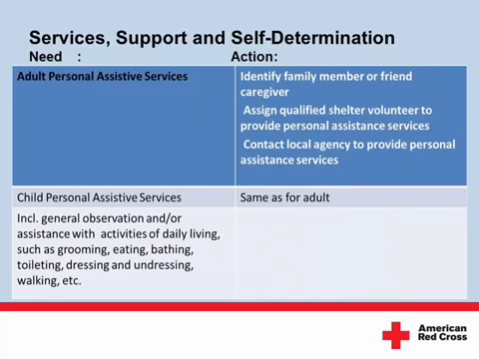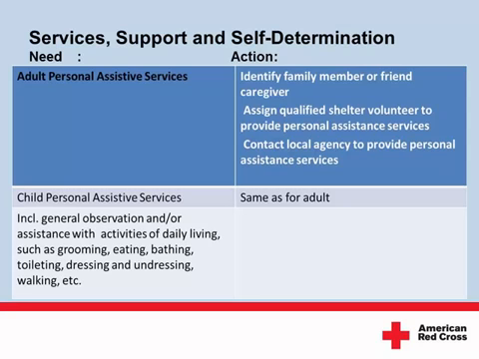The S in CMIST is for services, support, and self-determination. And this is a general observation and assistance with non-medical activities of daily living, such as grooming and eating, bathing, toileting, dressing, undressing, walking, etc. But we also may need some adult or child personal assistive services. And our first choice is look to see if you can identify a family member or a friend who's a caregiver.